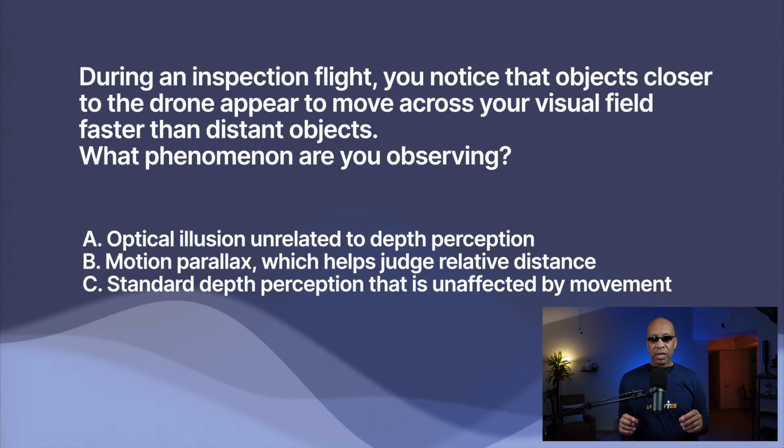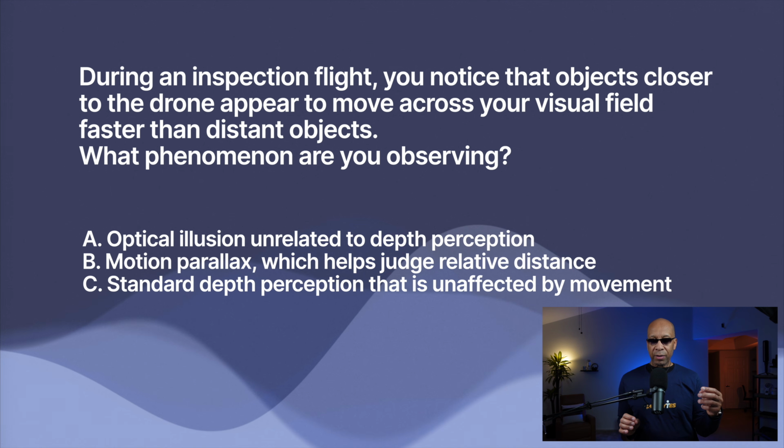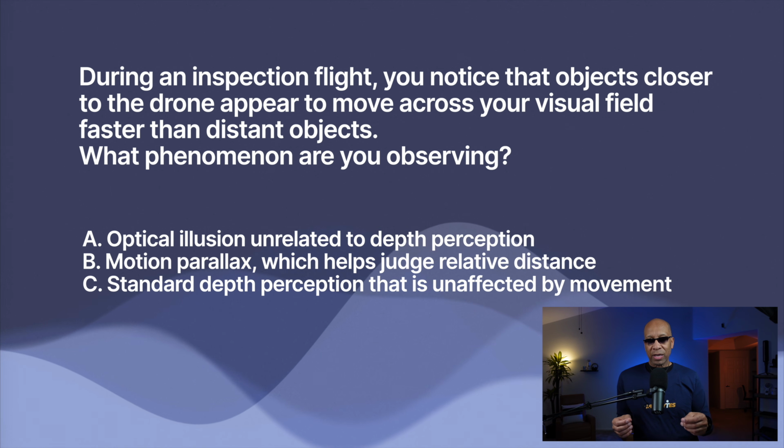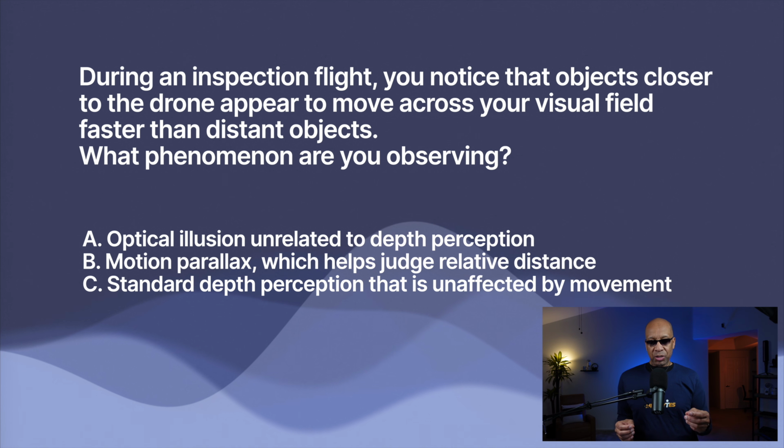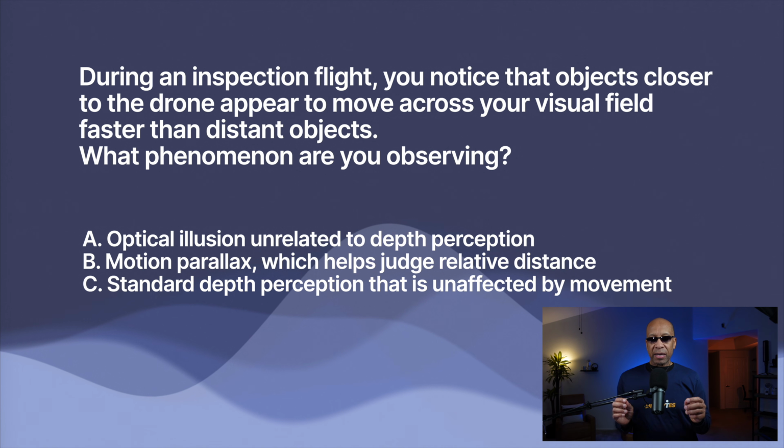Here are the answers to that question. A, optical illusion unrelated to depth perception. B, motion parallax, which helps judge relative distance. Or C, standard depth perception that is unaffected by movement.